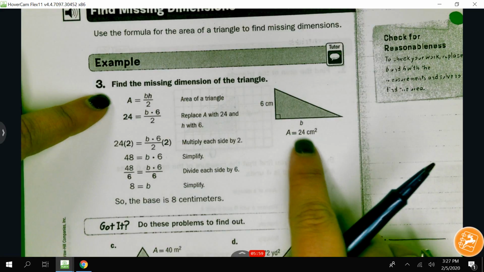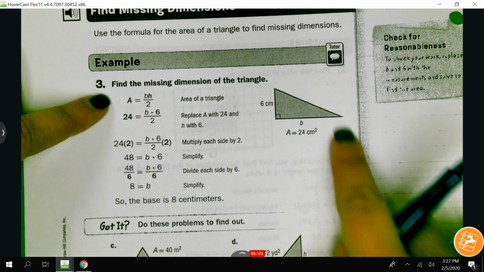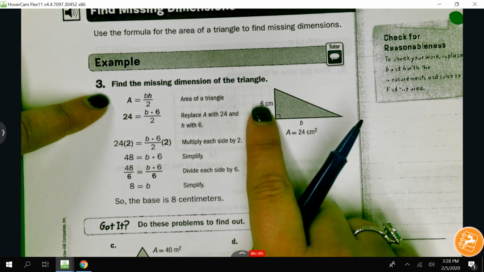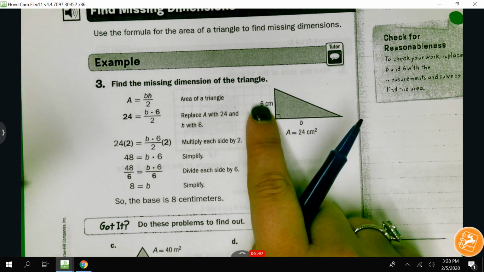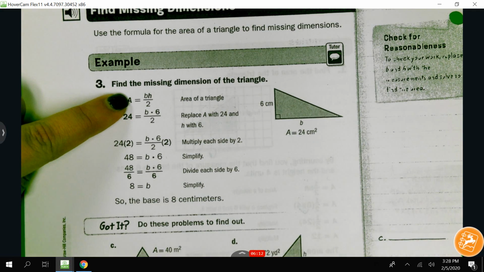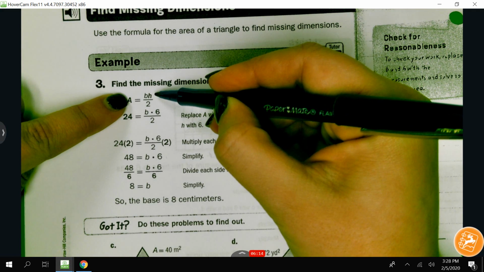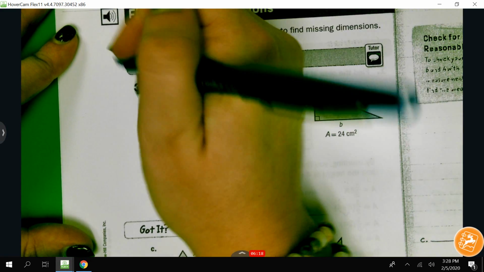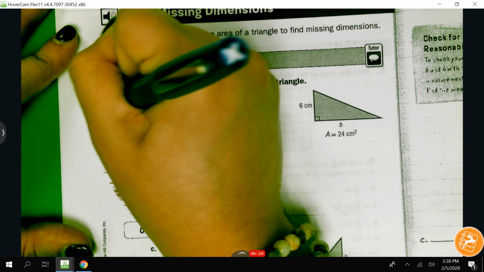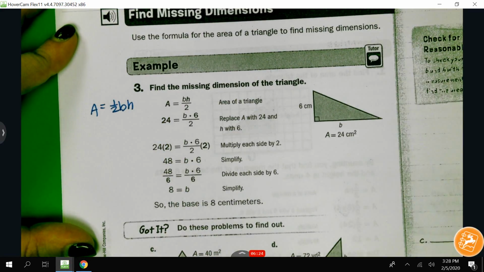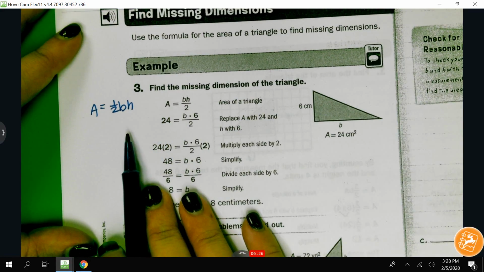It tells me that A equals 24 centimeters squared. So that is my area. I don't know what the base is, but I do know that the height is 6 centimeters. So you still are using that same exact formula, A equals 1/2 base times height, or in this case they did base times height divided by 2. I'm going to go ahead and write over here the 1/2 base times height, just in case that's what you prefer, because it's definitely what I prefer.